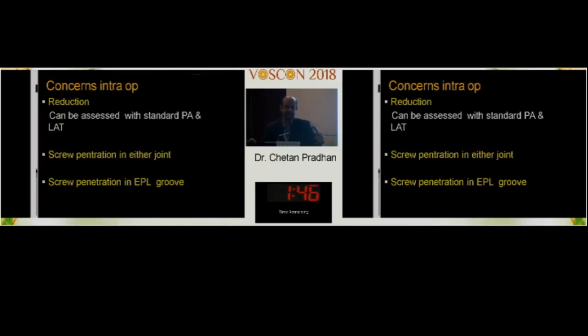There are three things. One is assessment of our reduction within the acceptable limit of 2 millimeters with standard PA and lateral, which even a standard 10-degree elevated lateral and PA view can give you. Two, whether the screws are penetrating the radiocarpal or the radioulnar joint. And the third, a minor but important concern, is whether the screw is penetrating the extensor pollicis longus groove, because that cannot be seen well in standard radiographs.